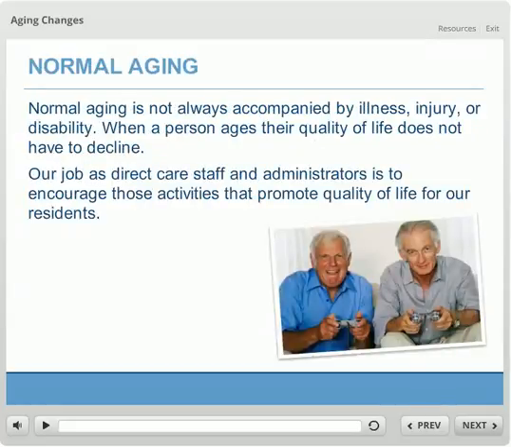Normal aging. Normal aging is not always accompanied by illness, injury, or disability. When a person ages, their quality of life does not have to decline. Our job as direct care staff and administrators is to encourage those activities that promote quality of life for our residents.